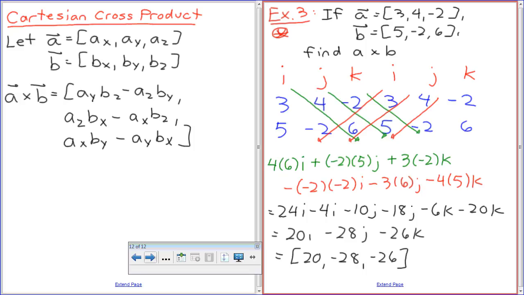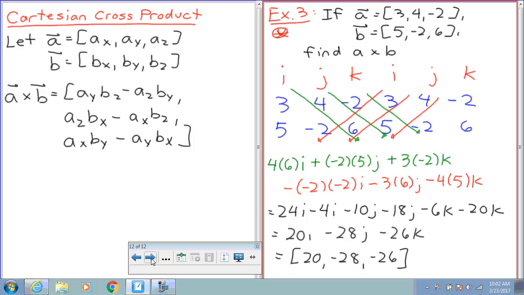Okay, so what I did, just as a reminder, is you started with the i, then you did i times 4 times 6, j times negative 2 times 5, k times 3 times negative 2, and then that went with i times negative 2 times negative 2, subtract, j times 3 times 6, subtract, and k times 4 times 5, subtract.